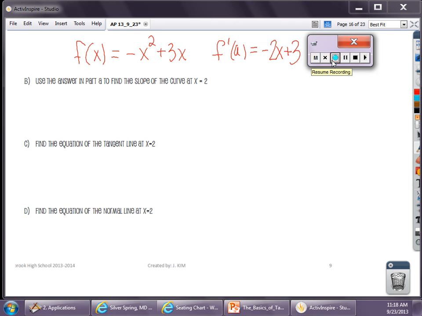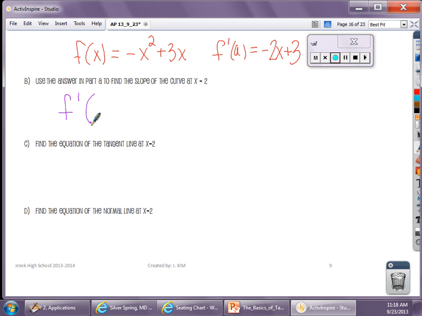Find the slope of the curve at x equal to 2. Can you double check right now? Can you actually put the notation, please? f prime of 2. I don't want a random number just sitting in that spot. And what do you guys get? Negative 1. So you take your negative 2 times 2 plus 3 and that gives you negative 1.